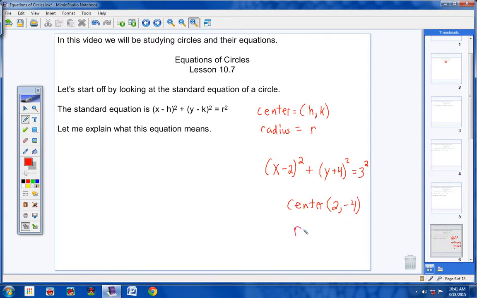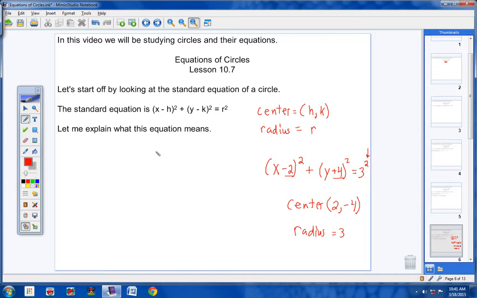What if I asked you to tell me the radius? Well, you look to the right side. Is this number written with a power of 2? Yes, it is. So the radius is simply 3. Isn't that easy, guys? Change the signs of this number, and the radius is always this number over here, as long as there's a power of 2.